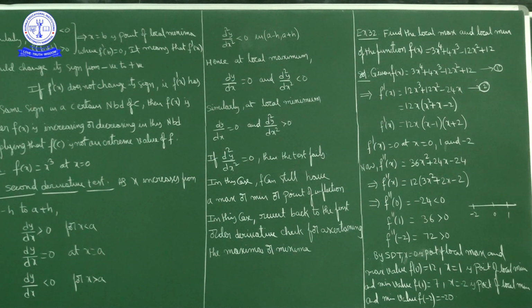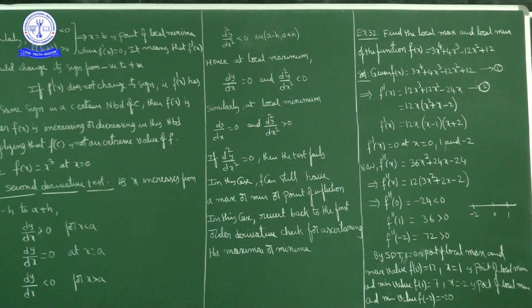So by the second derivative test, x equal to 0 is a point of local maxima. And the maximum value is how much? In place of x we substitute 0, and we get 12. So the local maximum value is 12. Thus x equal to 0 is called the point of local maxima and the local maximum value is 12.